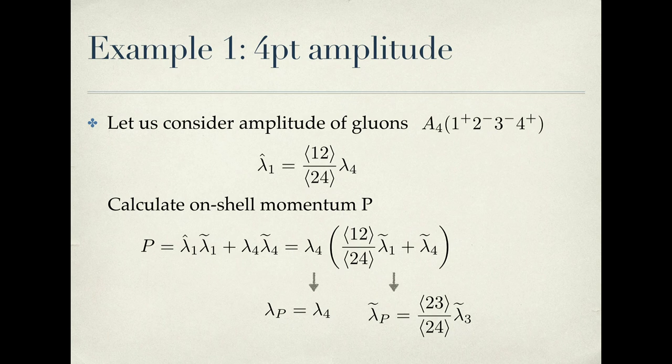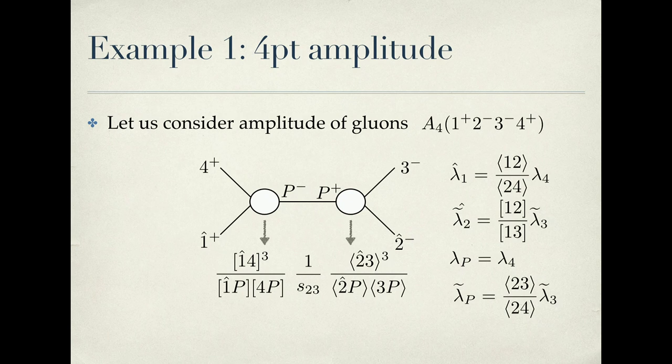Okay. So these are the final relations: lambda 1 hat is equal to this ratio of brackets times lambda 4. And if we calculate P, the momentum that was given by lambda 1 hat, lambda 1 tilde, plus lambda 4, lambda 4 tilde, we again plug for that. And we will see that lambda P, because it's an on-shell momentum, it has its own lambda, was equal to lambda 4, and lambda P tilde was equal to that expression. Yeah. So it's just doing these calculations. We arrive at this expression. So now we have everything we need here on the right side. We have all these hats, and we have lambda P tilde. So we have to just plug it here. If we plug it there, we get this expression.